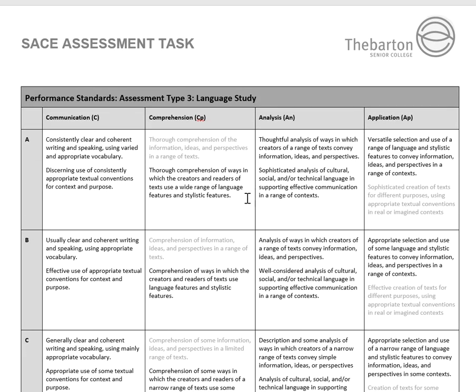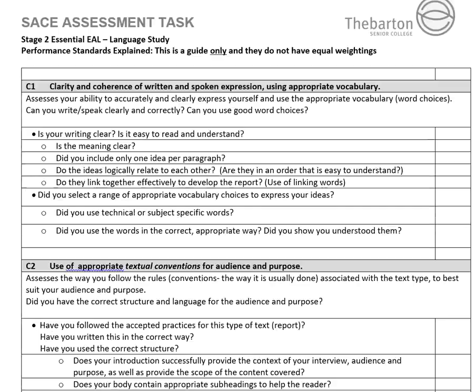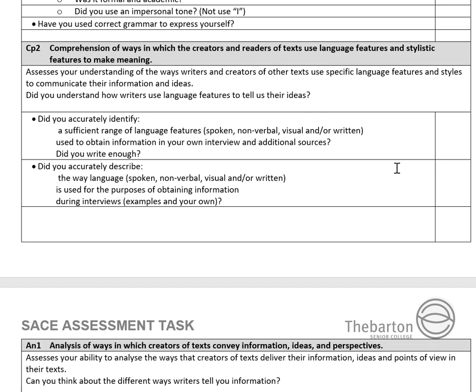Going back on to comprehension, CP2. Thorough comprehension of ways in which the creators and readers of texts use a wide range of language features and stylistic features. Okay, so this is basically, do you understand how writers use language features to tell us their ideas? You can see here we've got a lot to unpack. This is one big long question, and I've put parts of it on separate lines to make it a little bit easier to follow. So, did you accurately identify a sufficient range of language features?